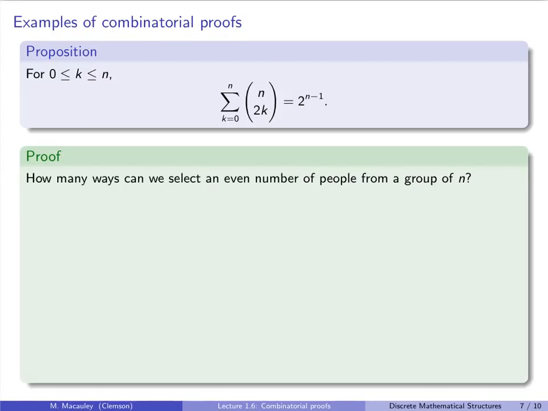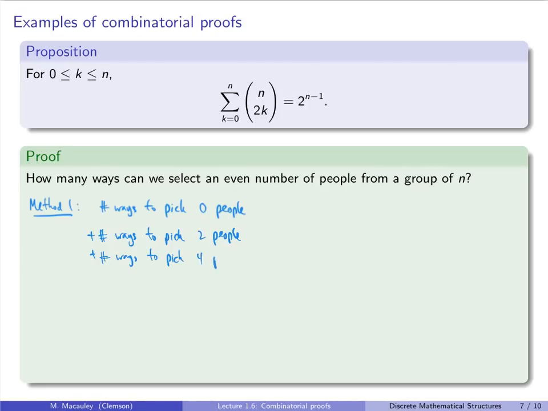Here's one solution. How many ways can we select an even number from a group of n? One way to do this is to take the number of ways to pick 0 people, plus the number of ways to pick 2 people, plus the number of ways to pick 4 people, and add these up. What you'll get is the sum over k equals 0 of n choose 2k, from k equals 0 to basically n over 2, but as I said before, it doesn't hurt to bump it up to n. So that's method one.